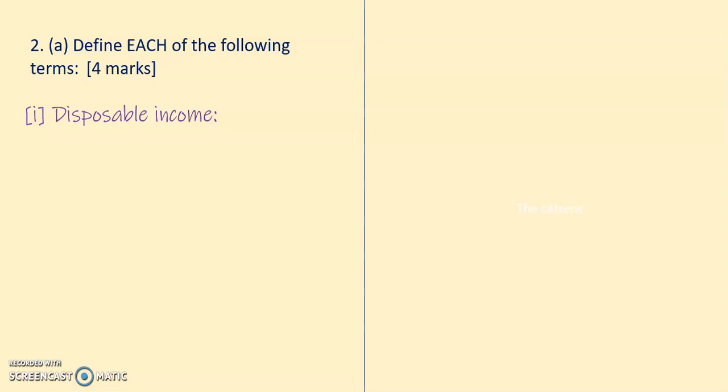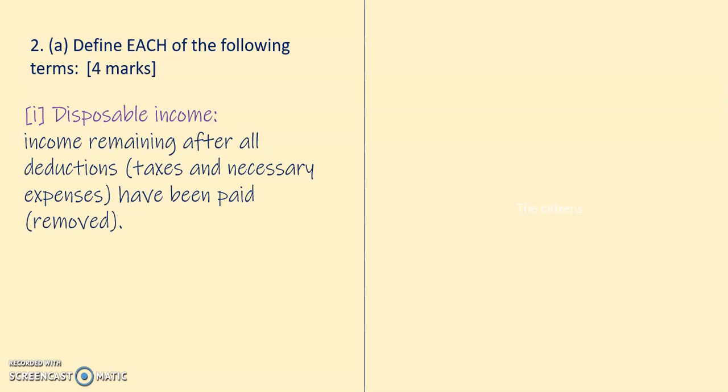define disposable income. Now, what's disposable income? It's the income remaining after all deductions from your salary have been made. You know, all the taxes, all your necessary expenses like your water bill, your telephone bill, your gas bill, whatever, your food, etc. All those things have been deducted. Whatever's left over is your disposable income.